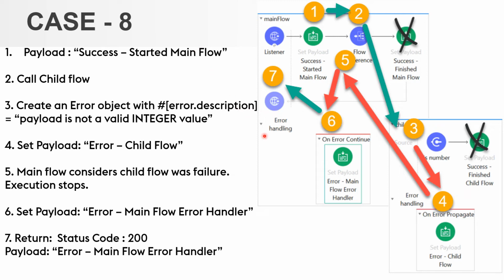Here in on error continue, you are setting payload to error main flow error handler. Now, because it is red in, green out, what will be returned to client is status code 200 and payload error main flow error handler. Okay, so here in this case, it will continue the flow of the transaction. Of course, it will not go to set payload success finish main flow because flow reference was errored out. So it will go to error handling of main flow and then it will send the response back.